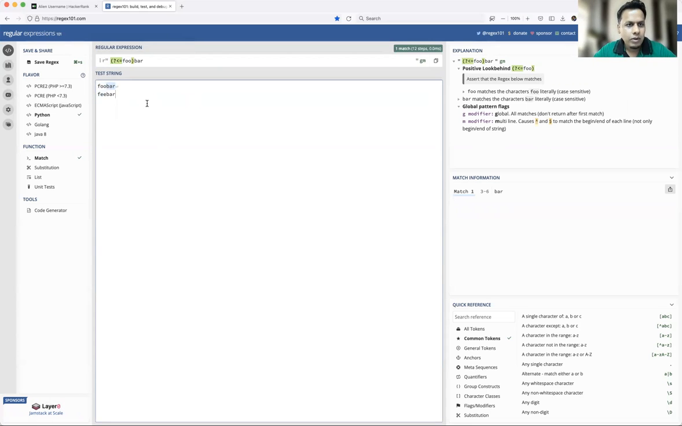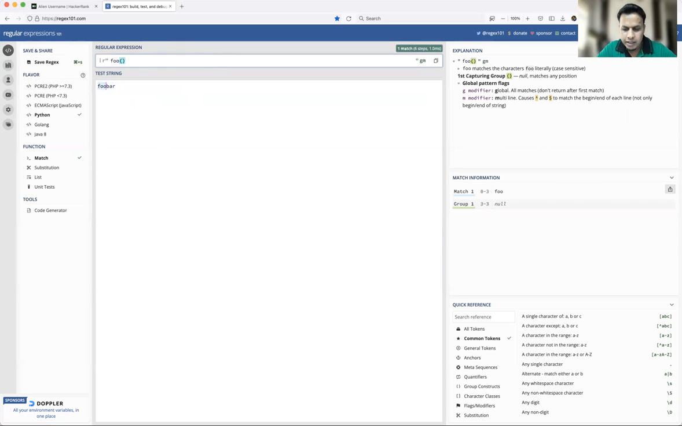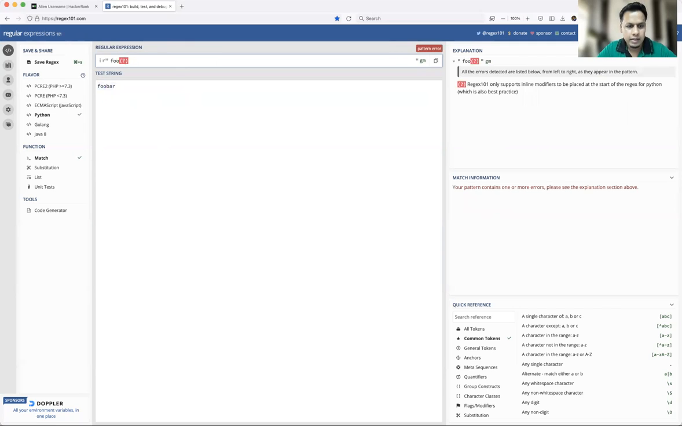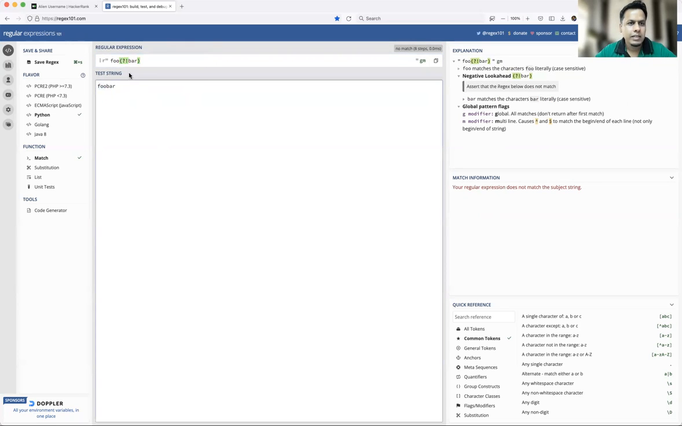Okay, so we do have negative look ahead as well as negative look behind. So we just have to mention not equal to sign. Okay, so what I can do now, let's take another example, foo bar. Okay, so I'm going to search foo using negative look ahead, not equal to bar. Okay, see here, I want to search foo only when there is no bar present right after the foo.